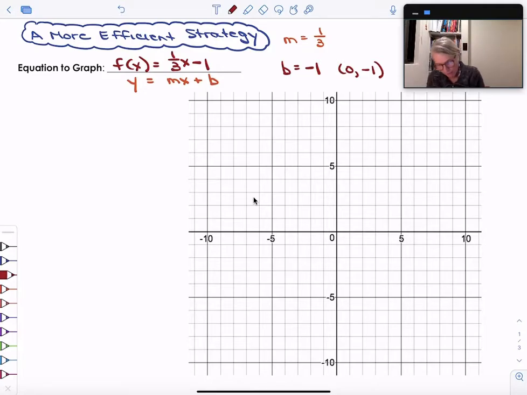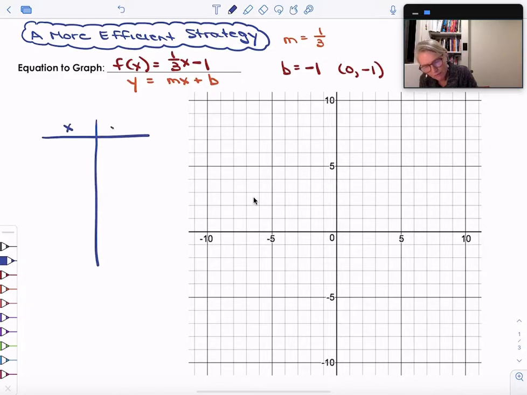So I'm going to start building my table of values. And I always start my table of values with what I call an anchor point. It's my starting point. And for this, it's my y-intercept. I get it for free. I'm going to put it in the middle of the table.